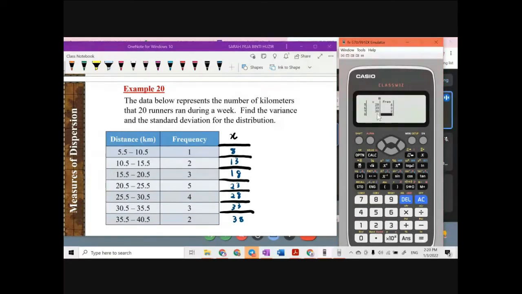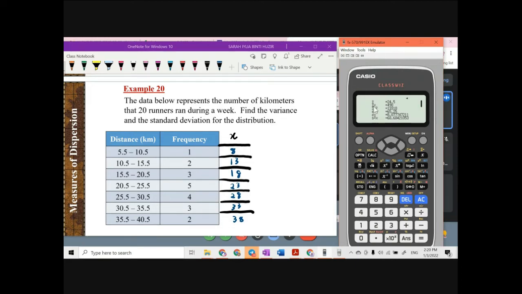Okay, settle. Dah settle, tekan balik button AC. Not to worry, data awak takkan hilang. Okay, go back to OPTN just now. Choose number 2, calculator. Dah keluar juga lagi sekali. Okay. So remember there, yang first tu min.